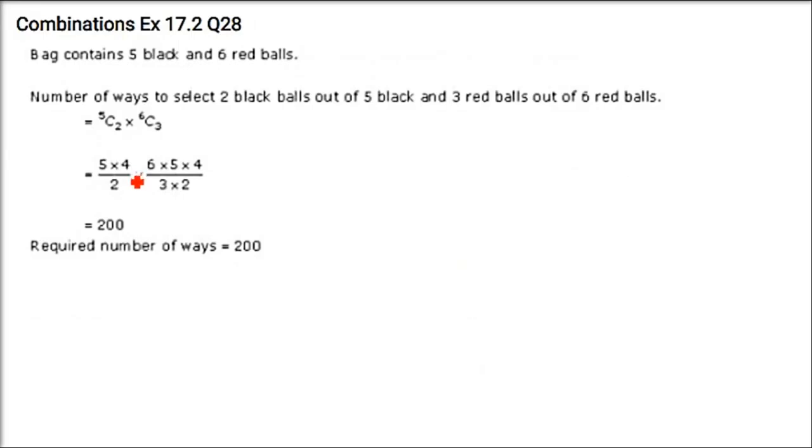A bag contained 5 black and 6 red balls. Determine the number of ways in which 2 black and 3 red balls can be selected. So it's a straightforward question. See, 2 from 5 and 3 from 6. Principle of multiplication, multiply them.